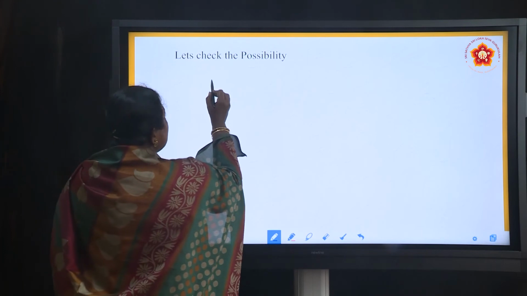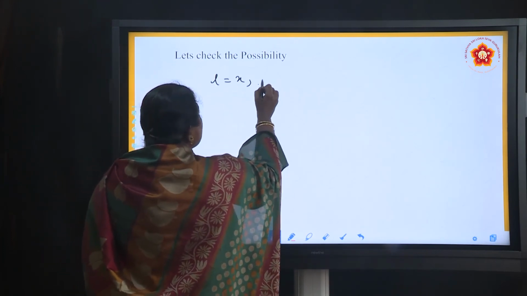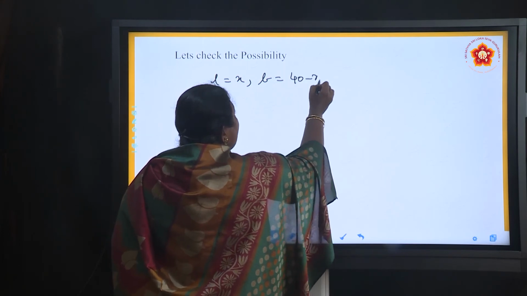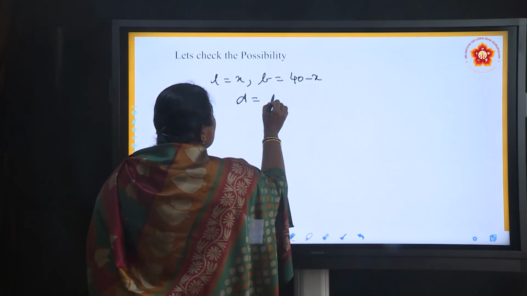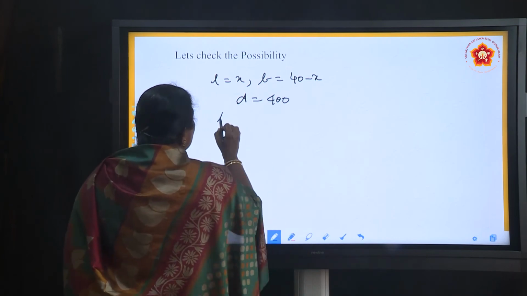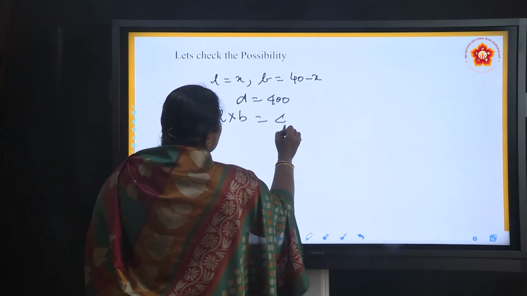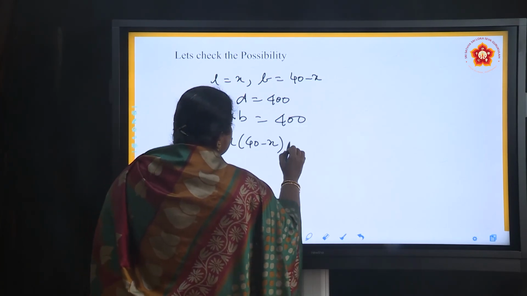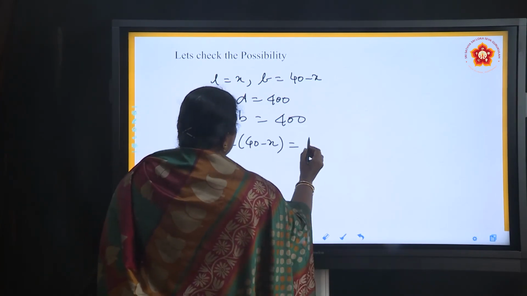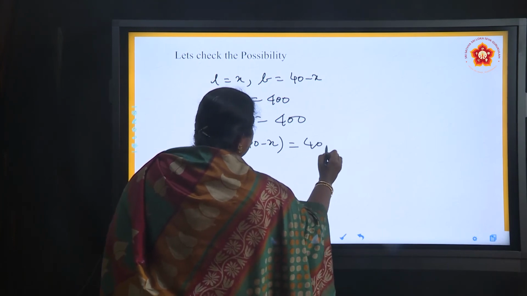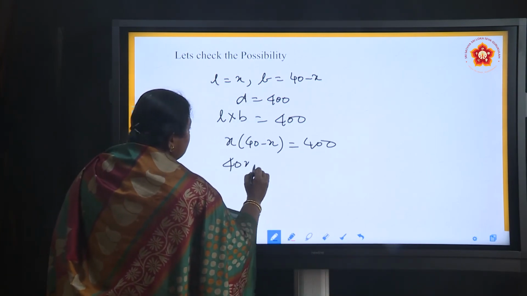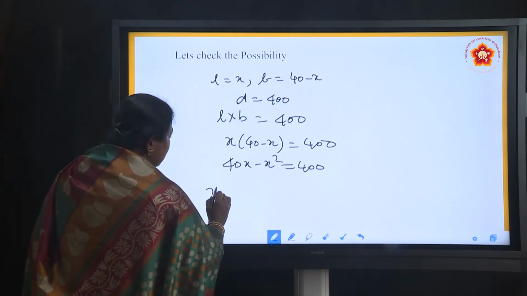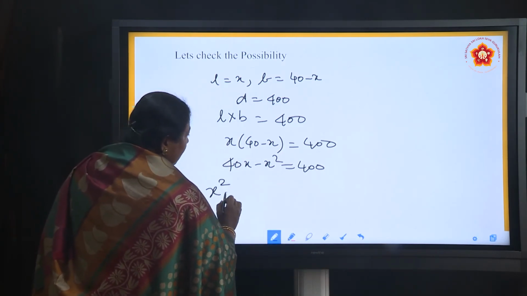So the length is equal to x, breadth is equal to 40 minus x, and area is equal to 400. So length into breadth is equal to 400. It is x into (40 minus x) which is equal to 400. Just multiply: 40x minus x square is equal to 400. Make it a standard equation.